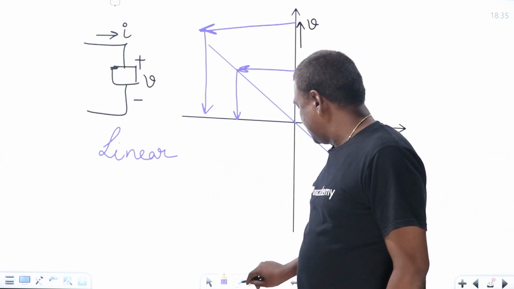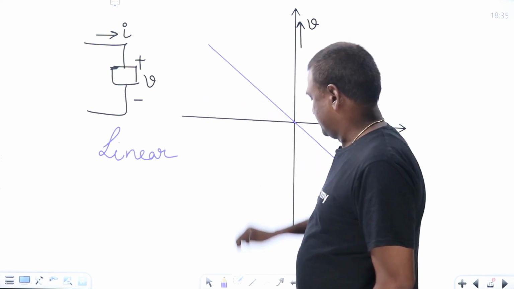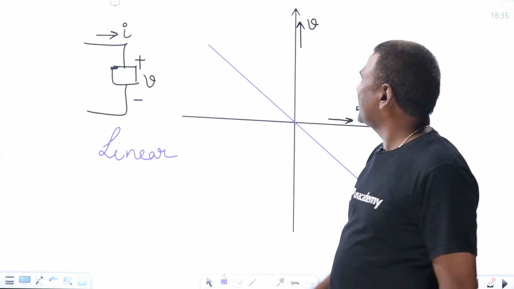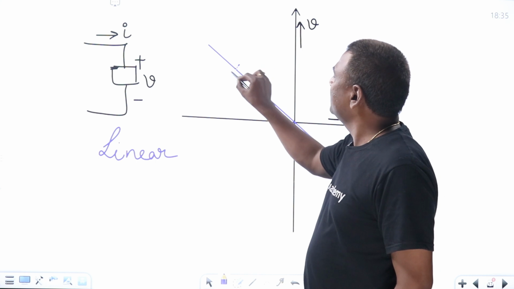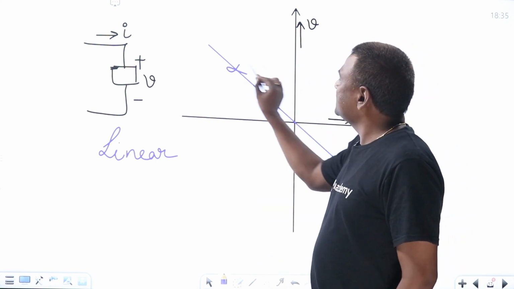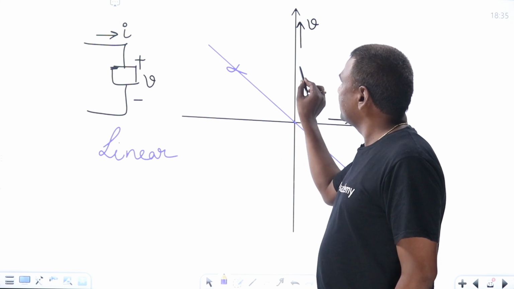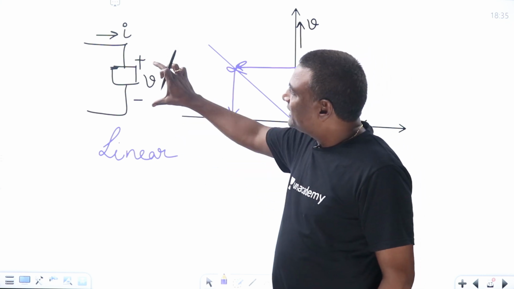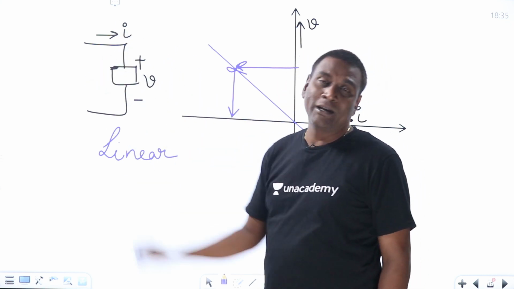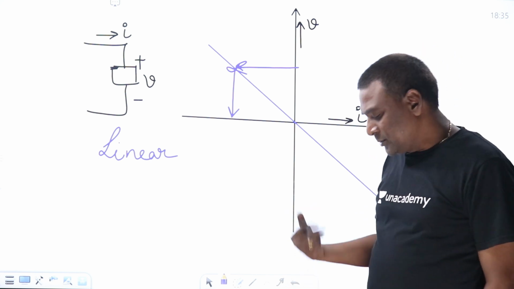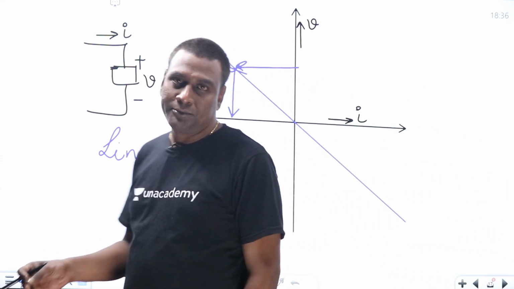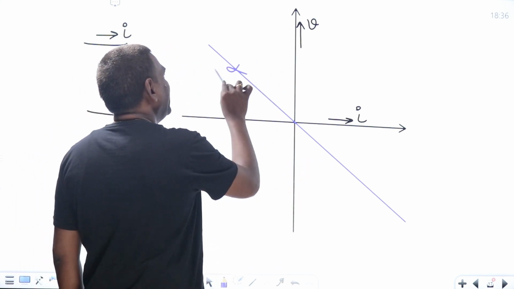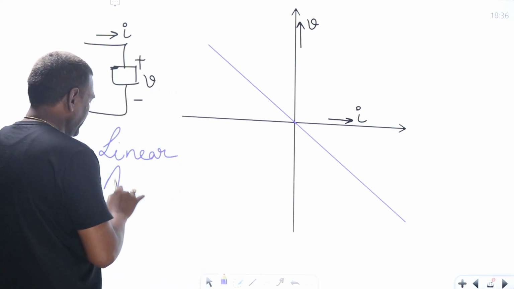Now, let us think of active or passive. Obviously, it should be active, because wherever you take the operating point, voltage is positive and current is negative. Meaning that at this operating point, voltage has positive magnitude and current has negative magnitude. So voltage multiplied by current, the power, is going to be negative. So it will become active. It will deliver power. Here also it will deliver power. So it is going to be active.